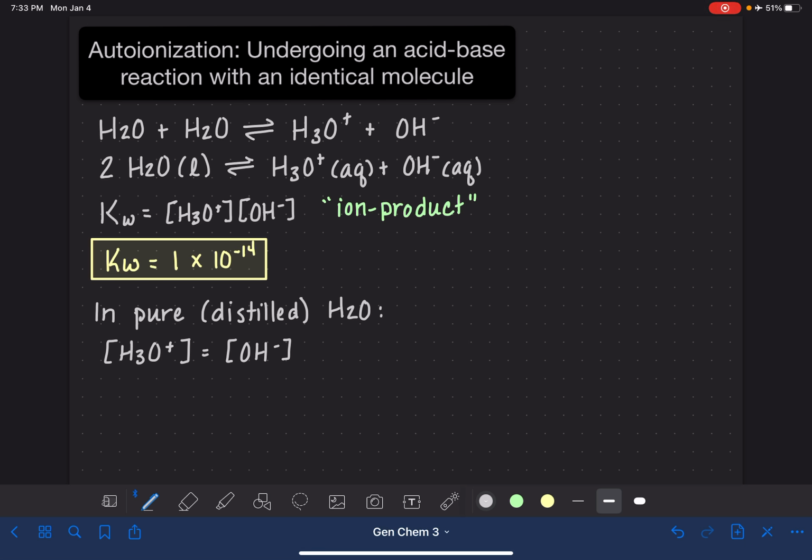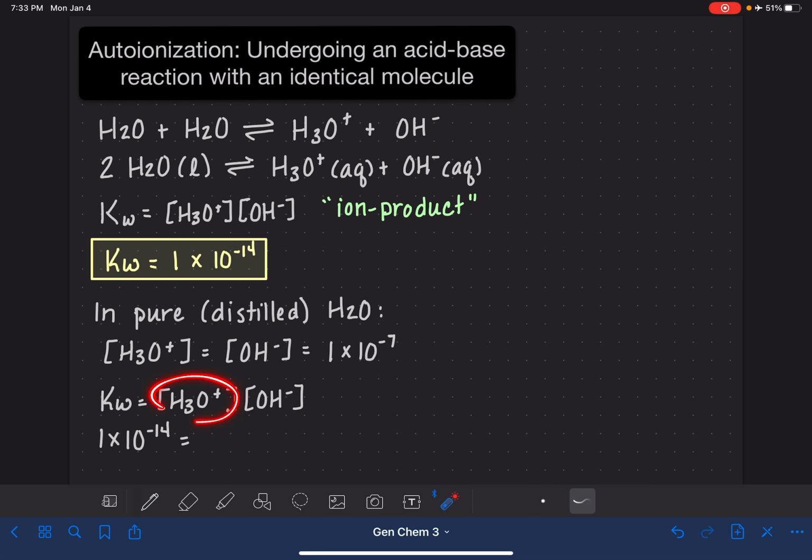And since Kw is 1 times 10 to the minus 14, we can actually solve for the actual concentrations of H3O+ and OH- in this pure water: 1 times 10 to the minus 7. If you're wondering exactly where this 1 times 10 to the minus 7 came from, it came from the equilibrium expression. Kw is H3O+ times OH-, and I know that Kw is 1 times 10 to the minus 14. And I know that H3O+ and OH- are equal to each other, so I'm just going to call them x squared. And then if I solve for x, I get 1 times 10 to the minus 7. So that's where that came from.